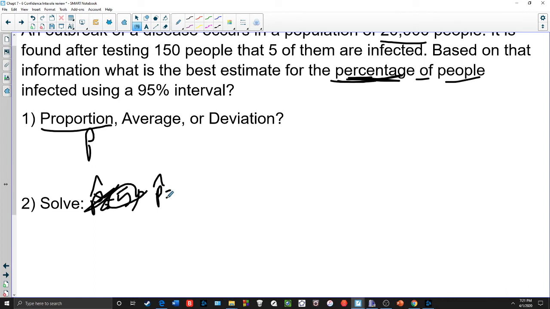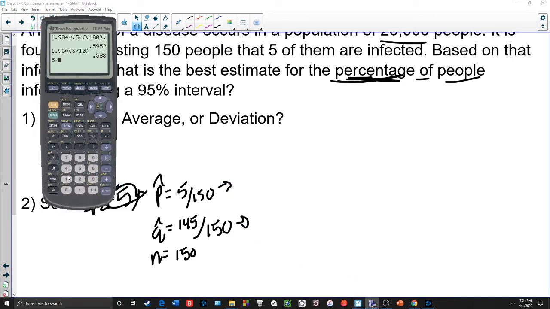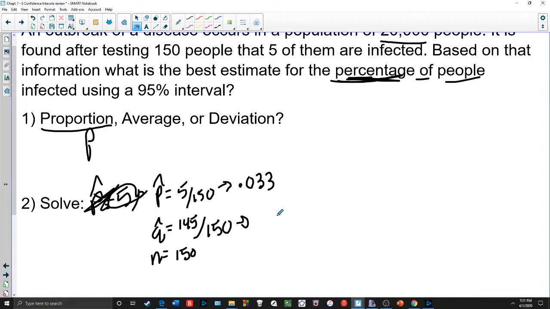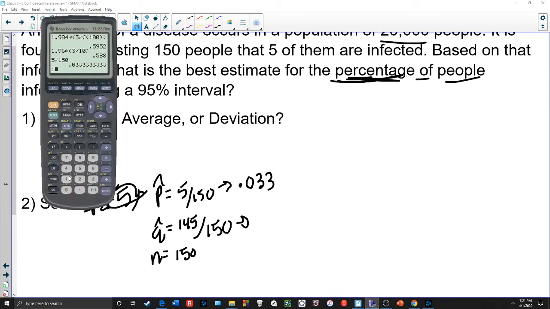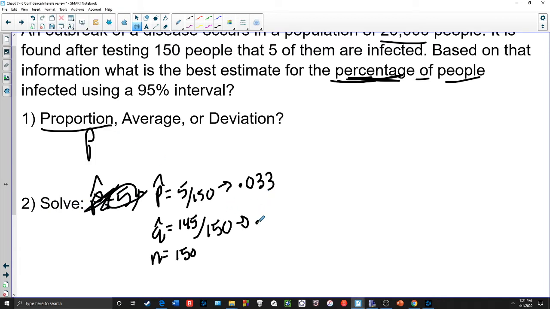So p hat is 5 out of 150. And then q hat is just the reverse of that, so 145 out of 150, and then my n is 150. So let's get these percentages, usually as decimals. 5 out of 150 is 0.033, and then 1 minus that is 0.967.